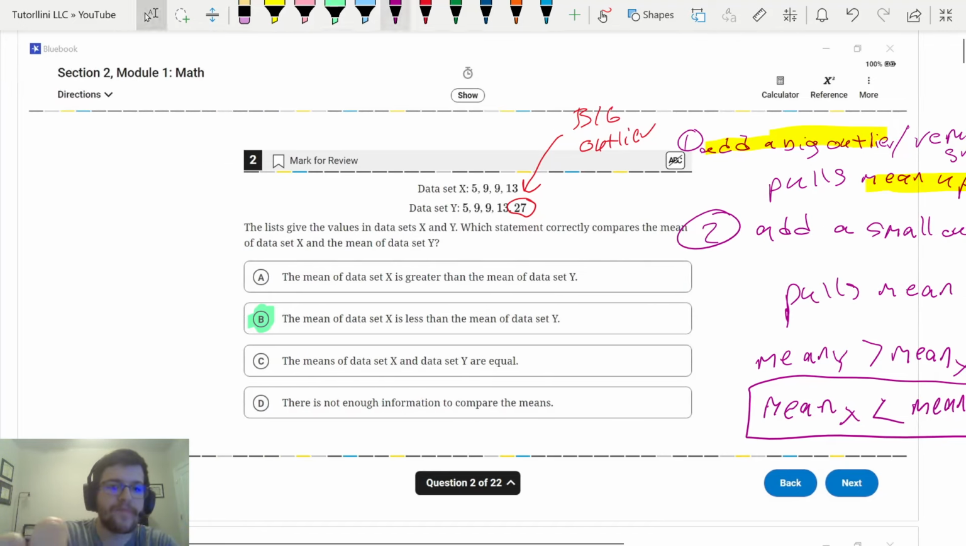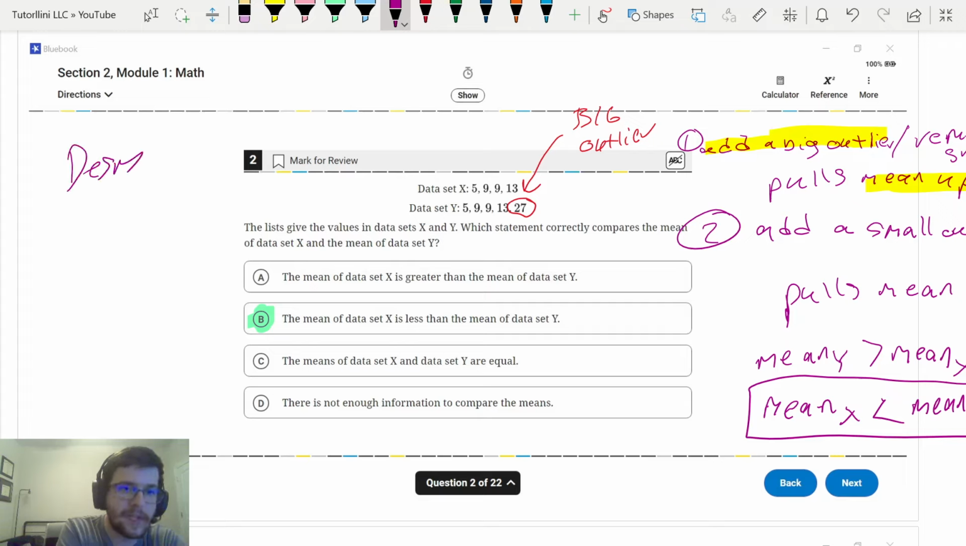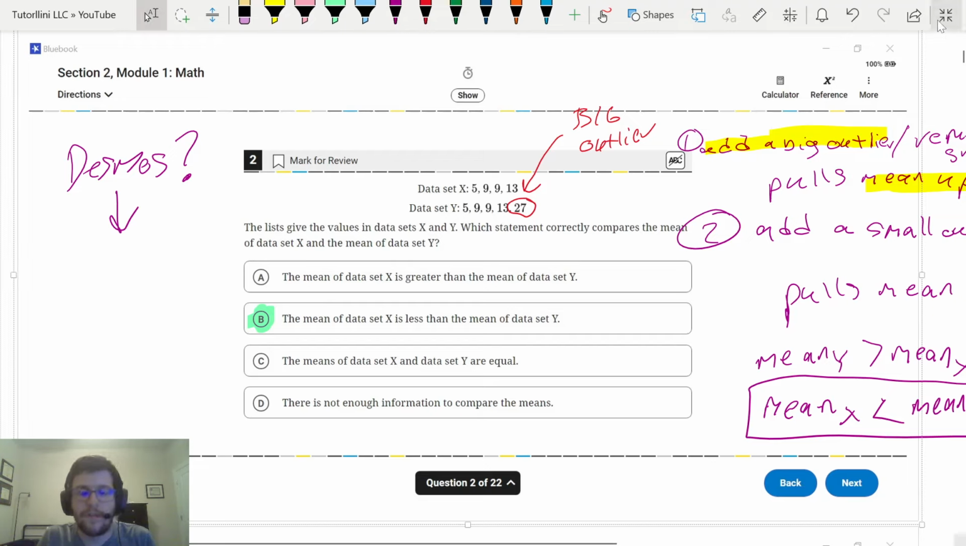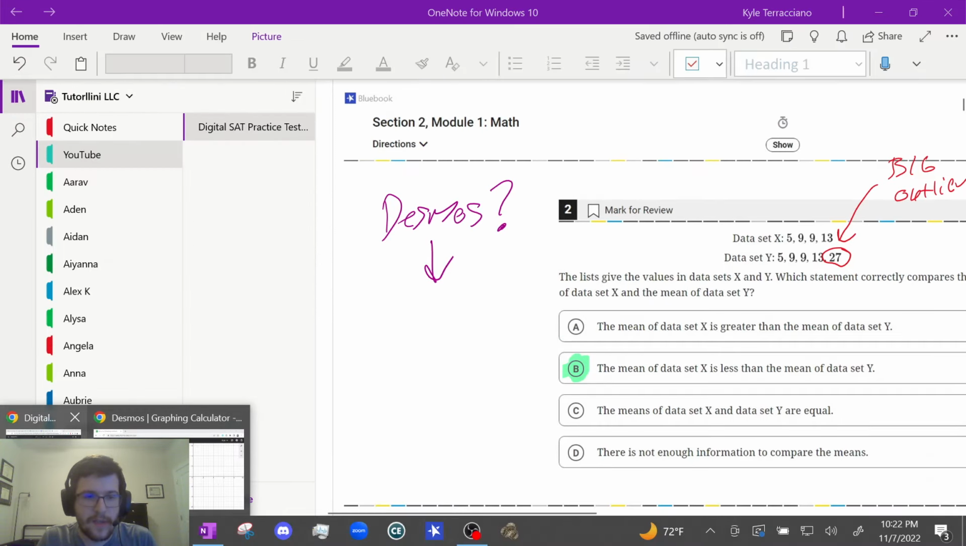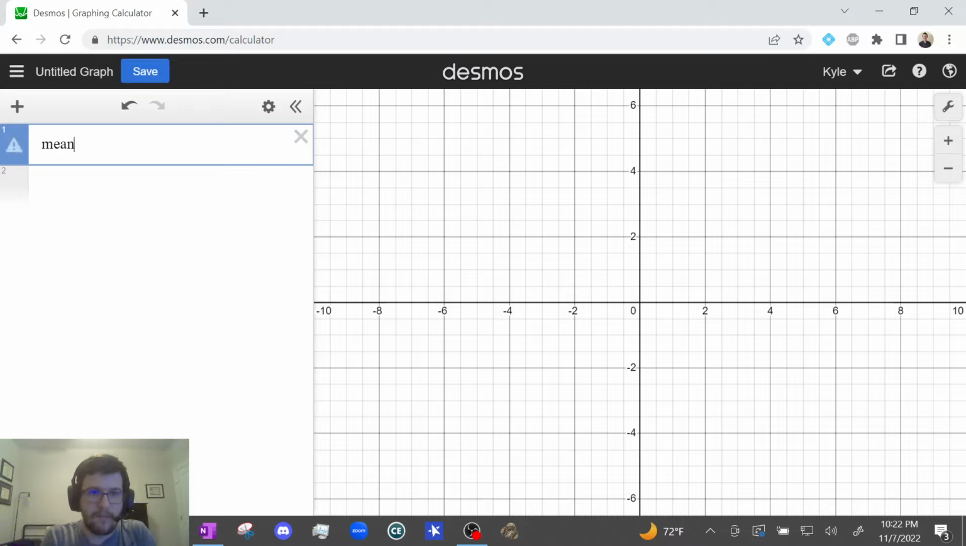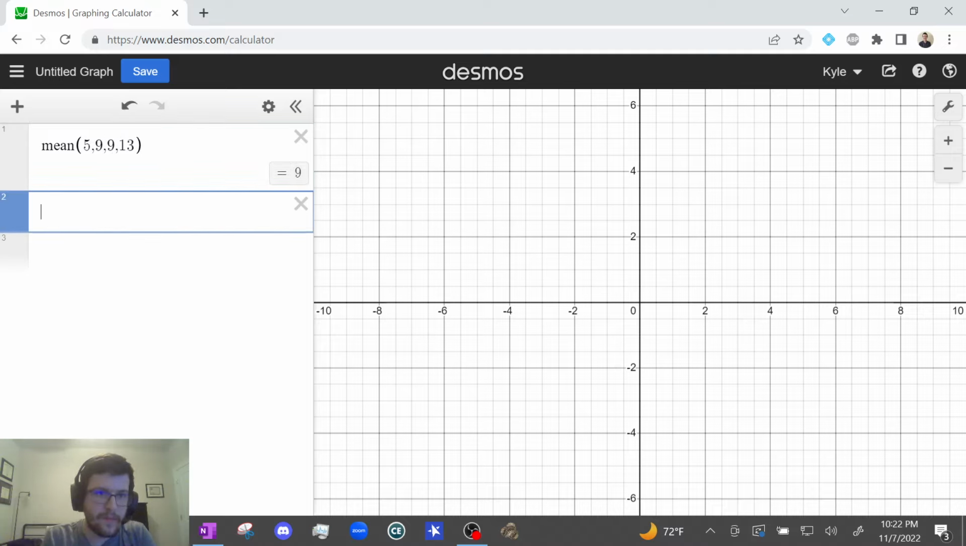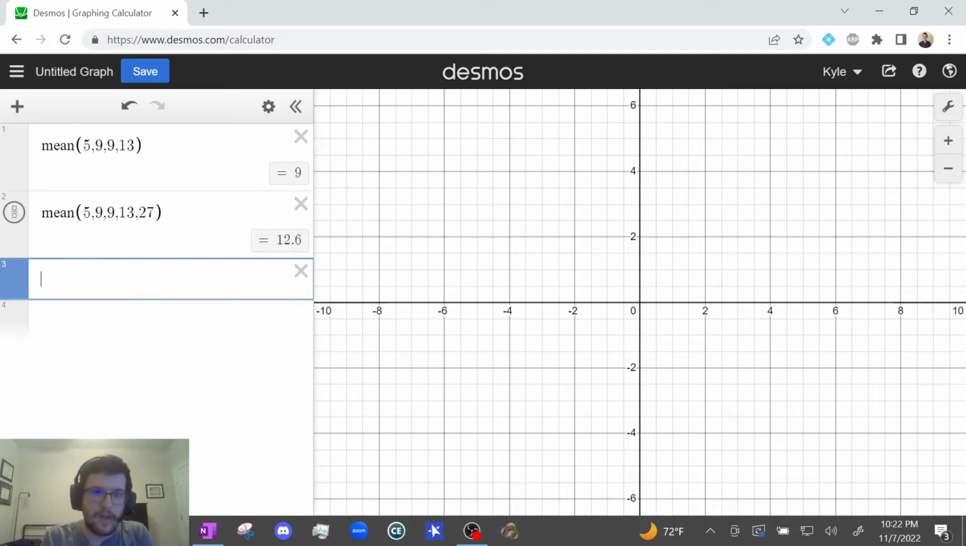I want to point out, this isn't what they were testing you on or expecting you to do, but if you got stuck on this or you just wanted to check your answer, you could use the mean function in Desmos to find the mean of each of those lists very easily. So mean of 5, 9, 9, 13. And then we do mean of 5, 9, 9, 13, 27. And you can see the second one is 12.6, which is bigger than the first one.